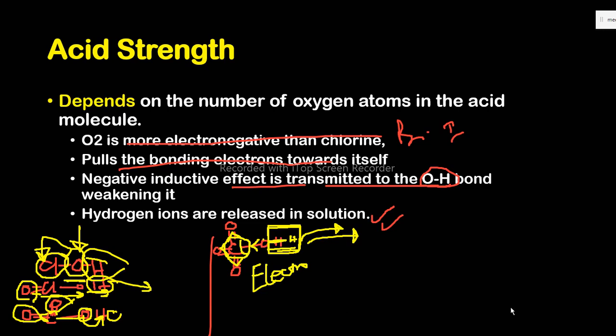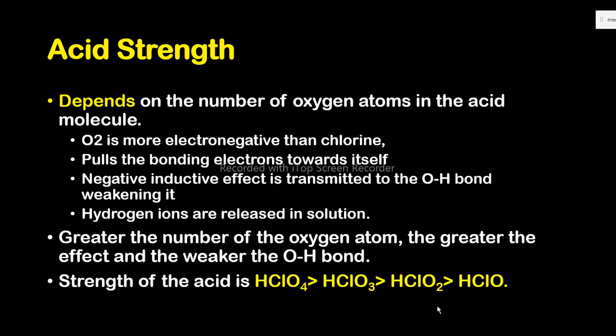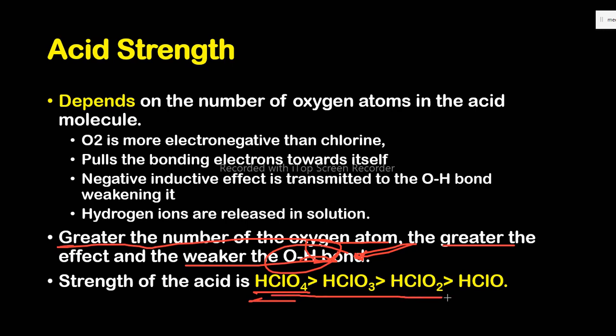Yes, so let me wait for questions from you and see how we can attempt them. Since there are no queries, it's okay. Seems everything is okay. Now, the greater the number of oxygen atoms, the greater the effect, and the weaker the OH bond. Hence the ease of releasing the proton to the solution. And the acidic strength therefore is going to be in that order. So this is the order of decreasing acidity.